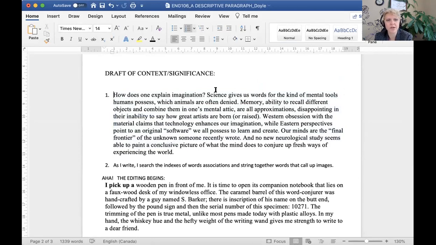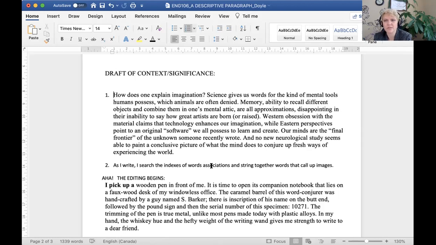I wrote, how does one explain imagination? Science gives us words for the kind of mental tools humans possess, which animals are often denied. Memory, the ability to recall different objects and combine them in one's mental attic, are all approximations, disappointing in their inability to say how great artists are born or raised. Western obsession with the material claims that technology enhances our imagination, while Eastern perspectives point to an original software we all possess to learn and create. Our minds are the final frontier of the unknown, somebody recently wrote, and no new neurological study seems able to paint a conclusive picture of what the mind does to conjure up fresh ways of experiencing the world.